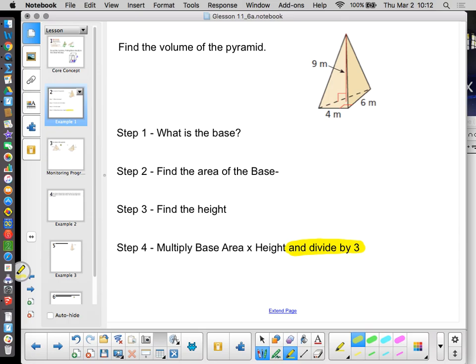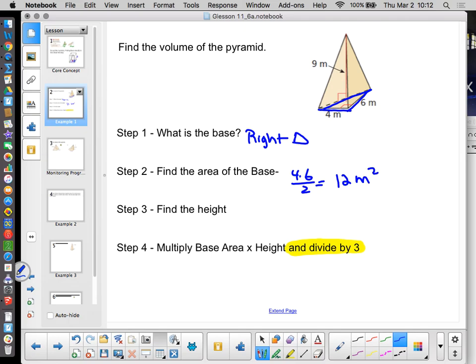So let's take a look at this pyramid. What type of shape is the base? In this case, the base is my right triangle. Find the area of the base. Well, right triangle is pretty easy because, again, it's basically length times width, or leg times leg divided by 2, base times height divided by 2. So it's 4 times 6 over 2. 4 times 6 is 24, divided by 2 is 12, and give it squared.